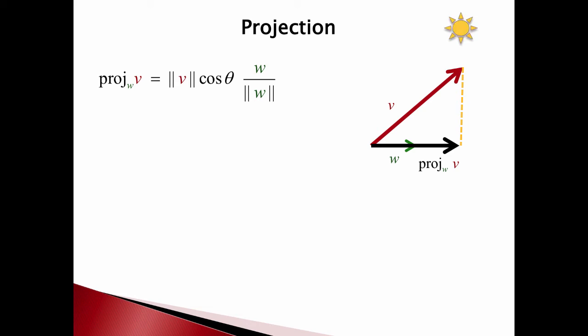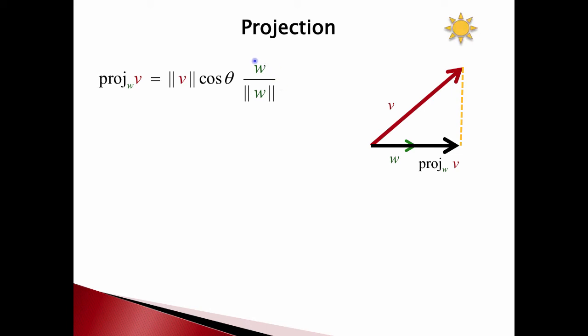It didn't look easy when I pulled up this formula. That is the norm of v times the cosine of theta times w over the norm of w. Okay, let's back off and analyze what this really says. So why the w over norm of w first? Well, that's a unit vector that points in the w direction.